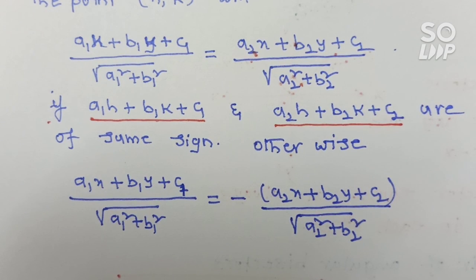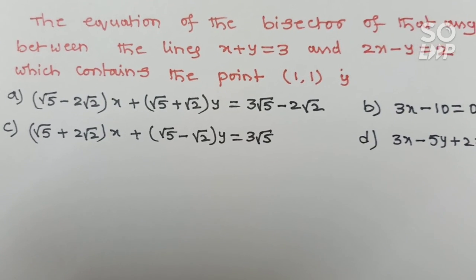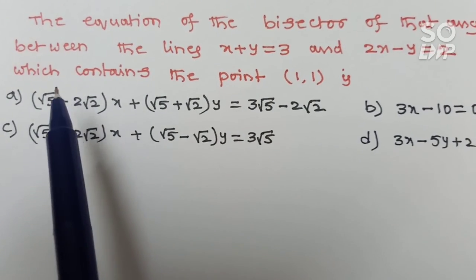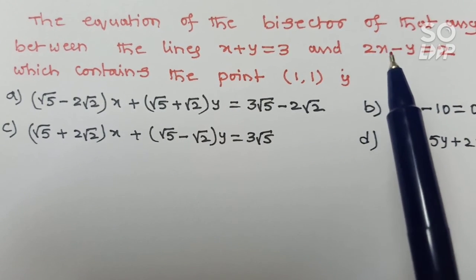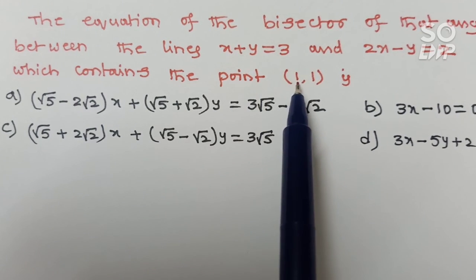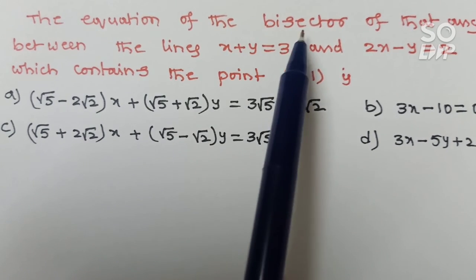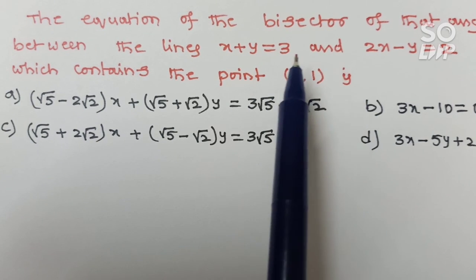Okay, right? So the next thing is that we will discuss a few problems related to angular bisectors. All of you see this problem. The equation of the bisector of the angle between the lines x plus y is equal to 3 and 2x minus y is equal to 2, which contains the point h comma k. So you have to find the equation of the bisector of the angle between these two lines which contains the given point.